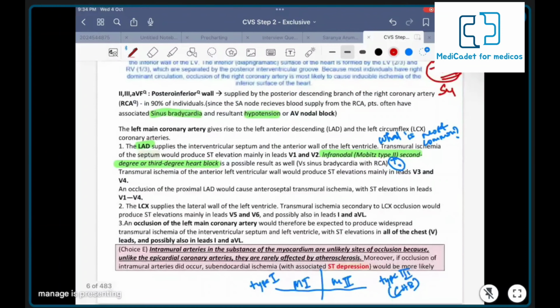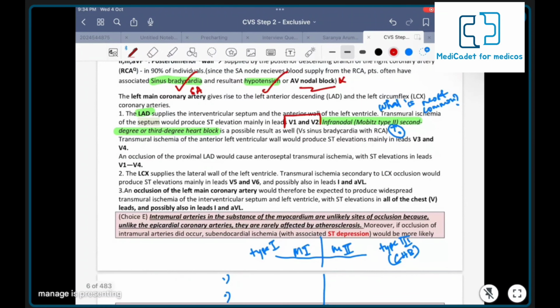Okay. Next, this thing we've discussed: sinus bradycardia and hypotension because of right heart failure, and sinus bradycardia because of the SA node. They are saying sometimes you can see AV nodal block, but that is not that common. I've not seen it in any question.